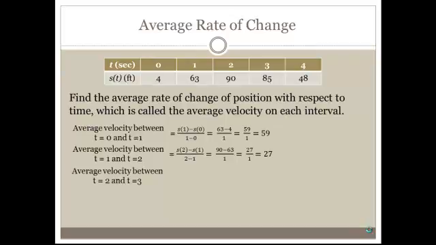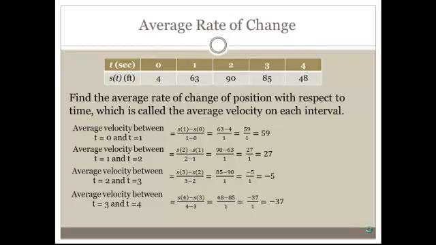Between t equals 2 and t equals 3, the average velocity is negative 5 feet per second. And finally, in the last second, our average rate of change is negative 37 feet per second.